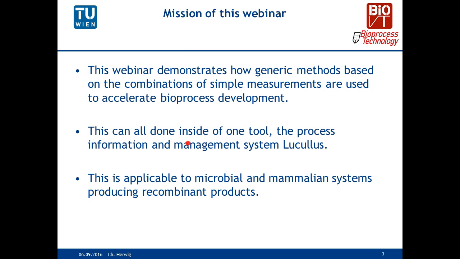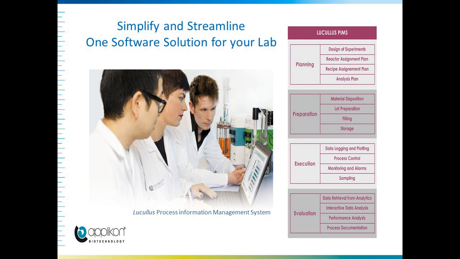So the methods I show you here can also be specifically implemented according to your needs into this kind of tool. And I am presenting you probably mainly microbial examples here. However, this can also be applied to mammalian systems producing recombinant products, like monoclonal antibodies, or also antibody fragments. Lucullus, shortly, is a tool for bioprocess development, for piloting, and also for manufacturing.